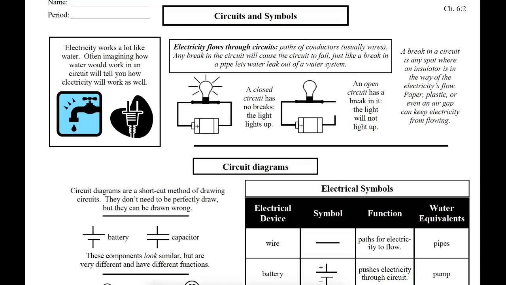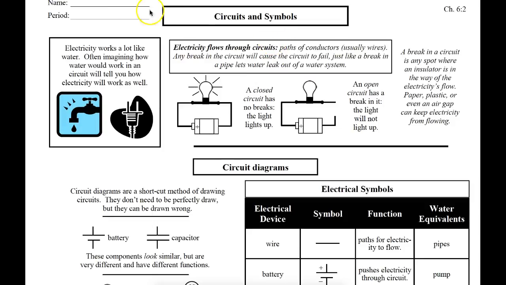Electricity works a lot like water. Often imagining how water would work in a circuit will tell you how electricity will work as well. Electricity flows through circuits, paths of conductors, which are usually wires. Any break in the circuit will cause the circuit to fail, just like a break in a pipe lets water leak out of a system.